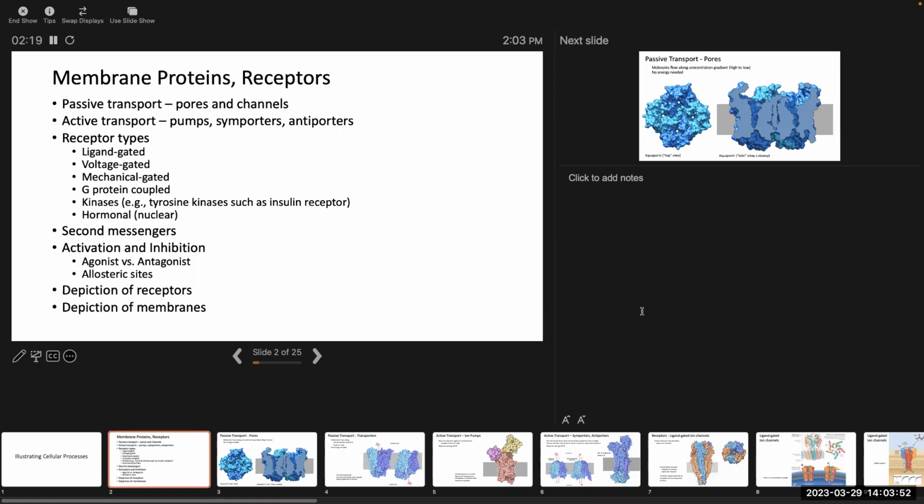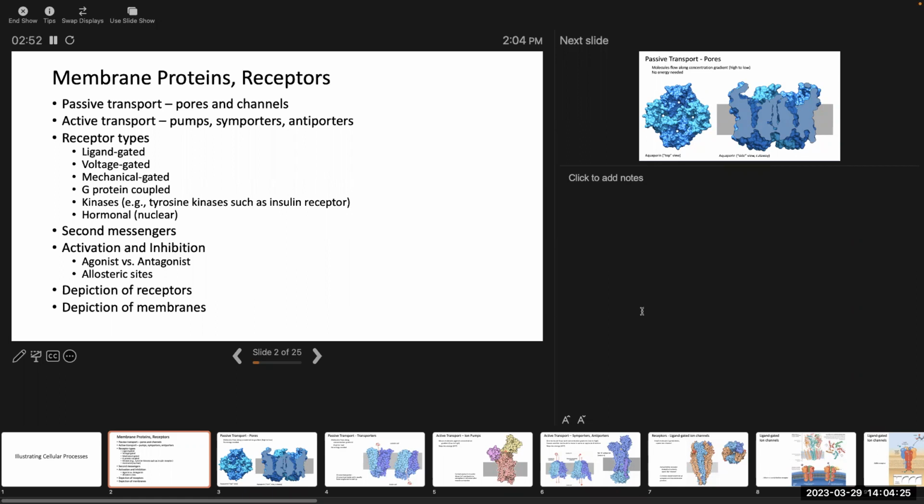And in some cases, that's passive transport that doesn't require any energy. In other cases, it's active transport that actually requires energy, usually in the form of ATP, to drive the movement of molecules across the cell membrane, either into or out of the cell. I want to spend some time talking about different kinds of receptors. So how is it that a small molecule binds to a protein on the surface of a cell and then triggers some kind of cellular reaction? This is a very common thing that you might be asked to illustrate.